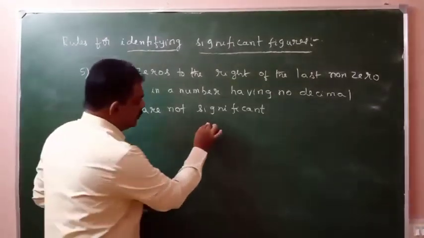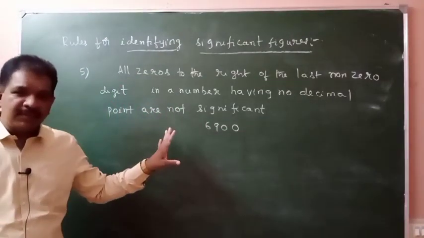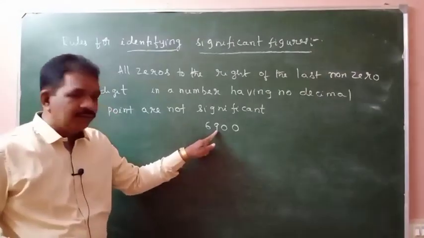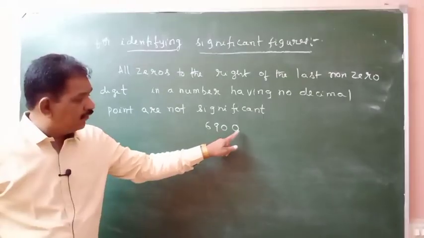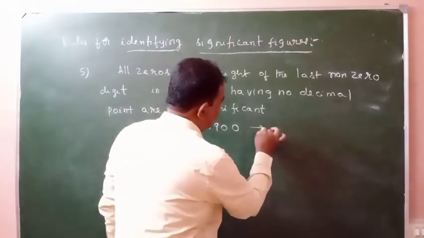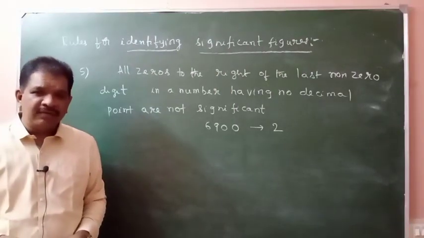So, for example, 6900 is there. There is no decimal point in that number. So this is the last non-zero digit. Right of that, the zeros are not significant. So it will have 2 significant figures.